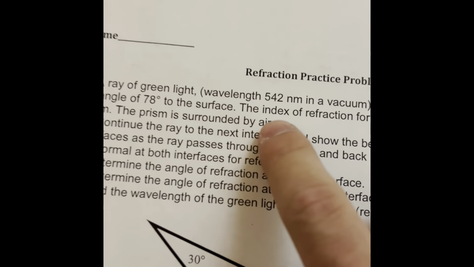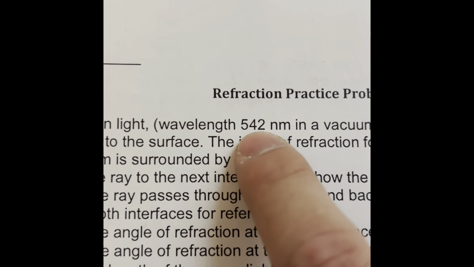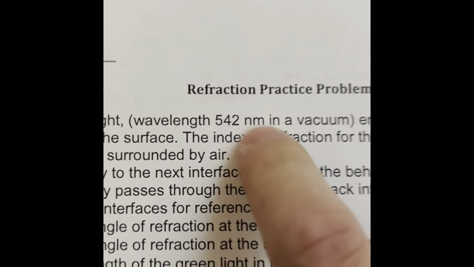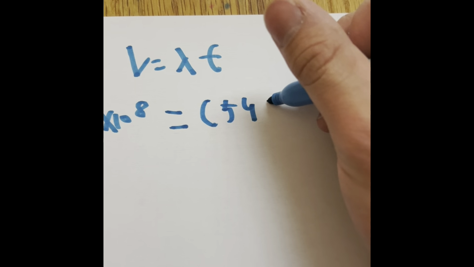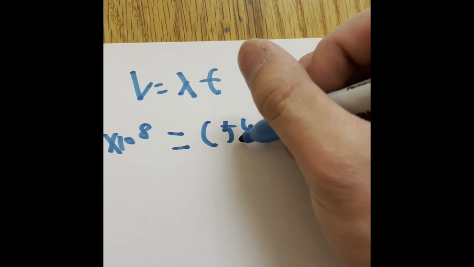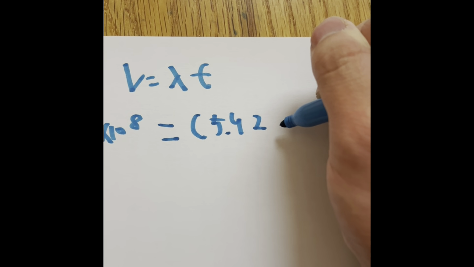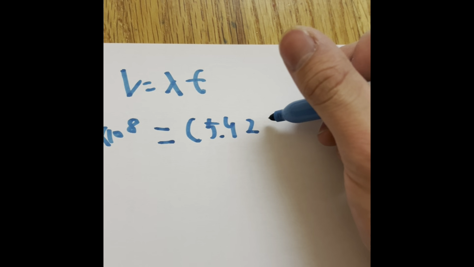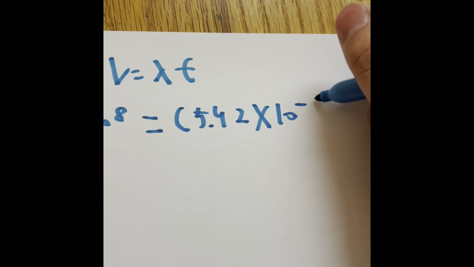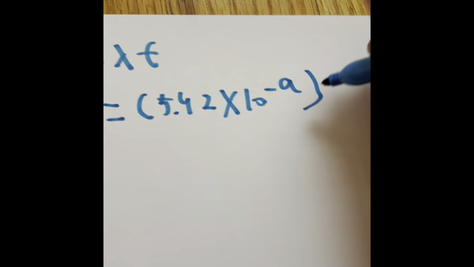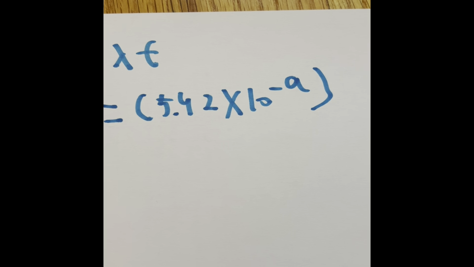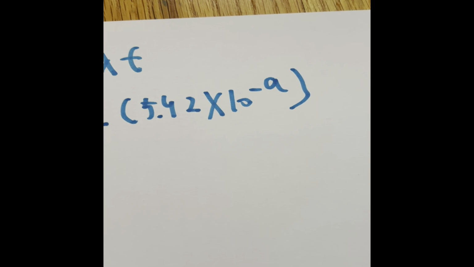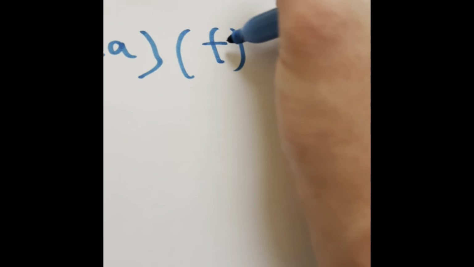the wavelength proposed, which is 542 nanometers. So we are going to do parentheses 542 times 10 to the negative 9, because that is going to convert from nanometers to meters. Then we have to multiply by the frequency.